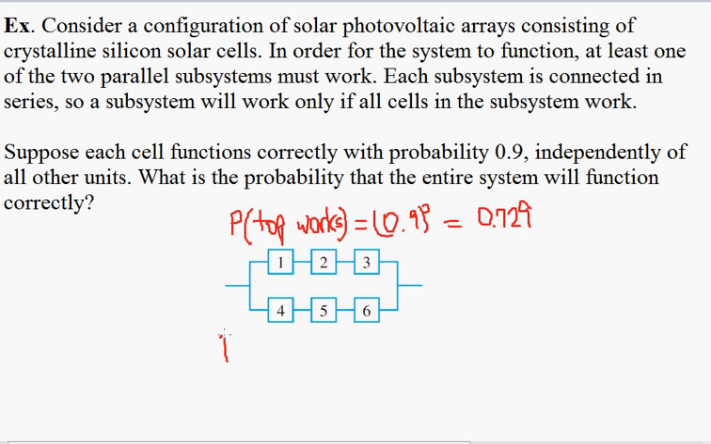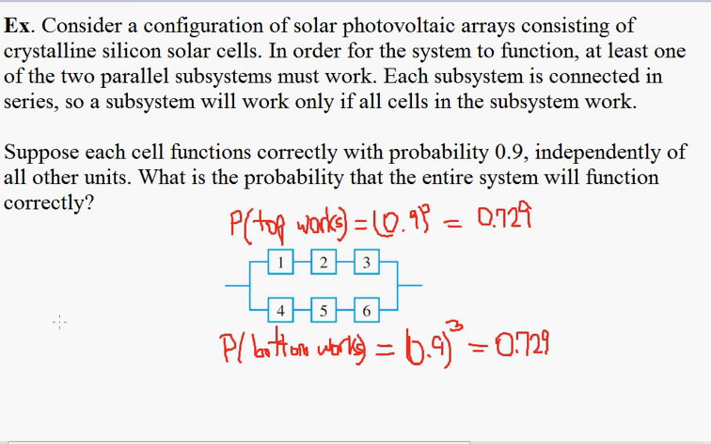The probability that the bottom works, well, for the bottom to work, we need 4 to work, and we need 5 to work, and we need 6 to work. That's an AND question, so we multiply. So the probability that the bottom works will also be 0.9 times 0.9 times 0.9, which happens to be 0.729. Same number because we have 3 independent cells on both subsystems.